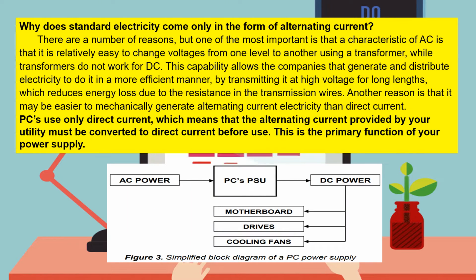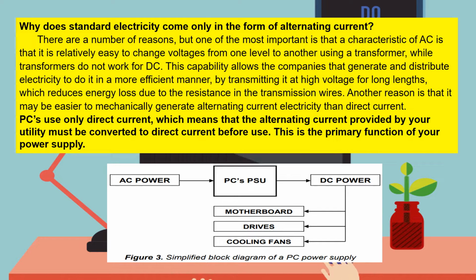Why does standard electricity come only in the form of alternating current? There are a number of reasons, but one of the most important is that a characteristic of AC is that it is relatively easy to change voltage from one level to another using a transformer. While transformers do not work for DC, this capability allows the companies that generate and distribute electricity to do it in a more efficient manner.